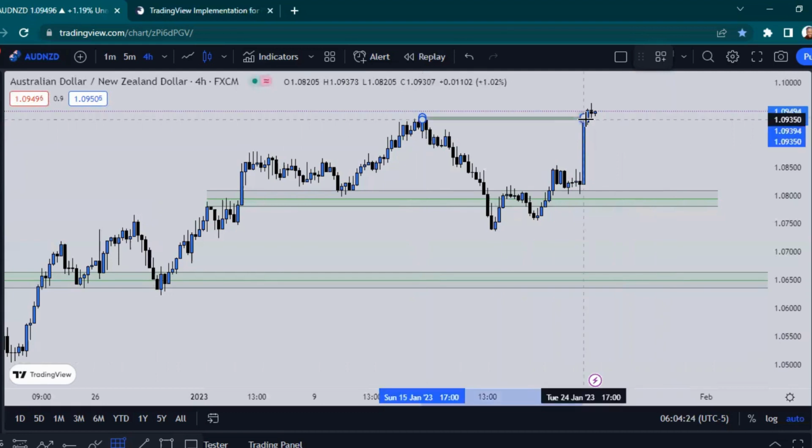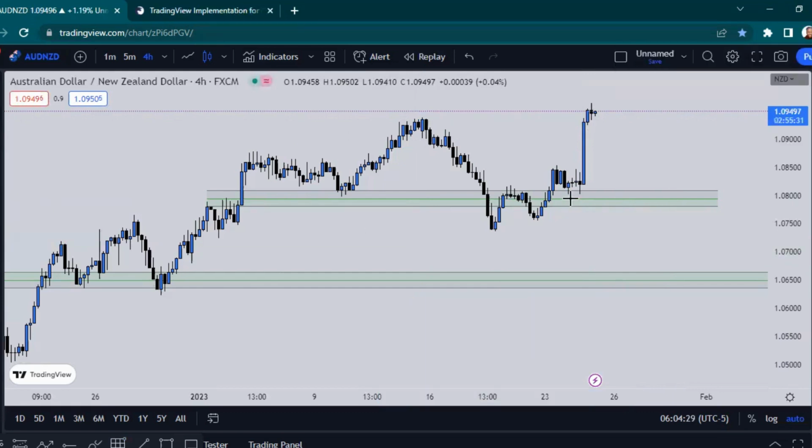I'm waiting for a sell here. Guys, you're finished. You're so finished. So, these are the levels that I'm seeing here. These are the main levels that I'm seeing here.